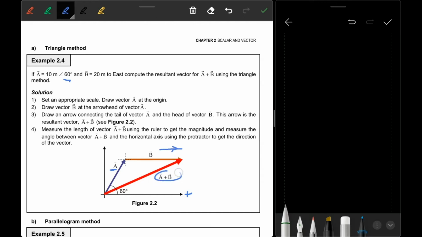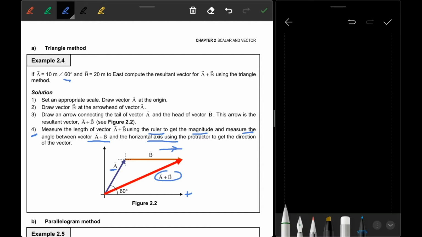So this will be the resultant vector. So here, look at solution number 4. Measure the length of vector A using the ruler to get the magnitude, and measure the angle between vector A plus B and the horizontal axis. That means from here you have to measure by using a protractor.